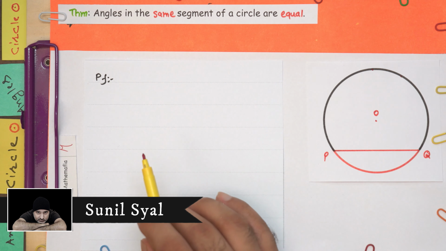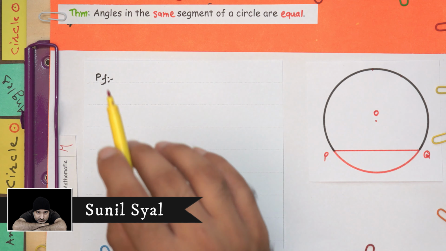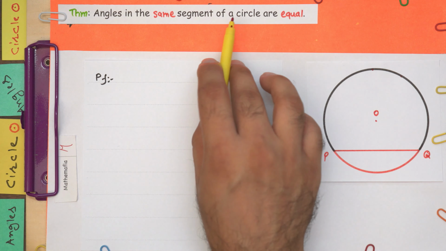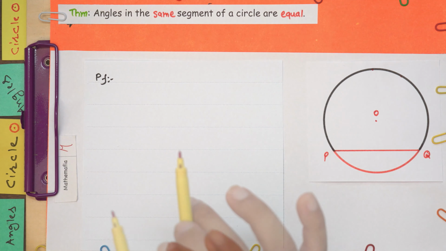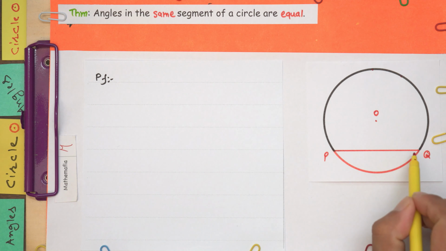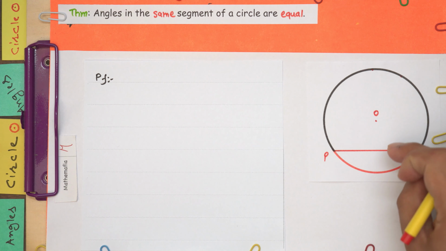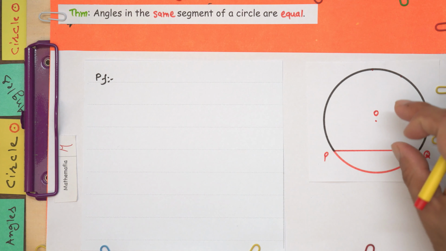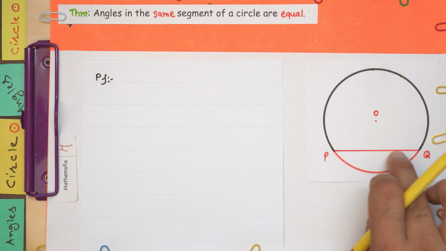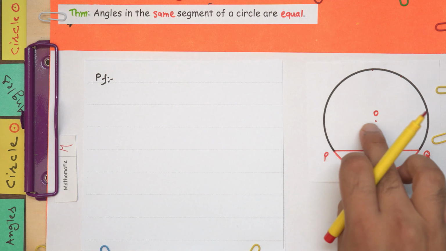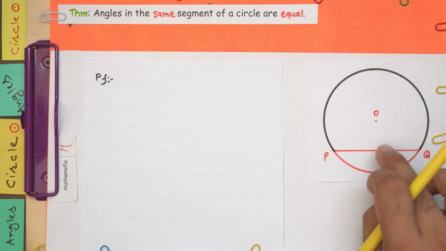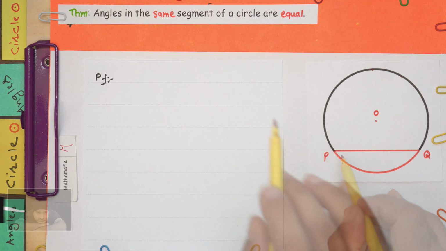In this tutorial, we are going to prove this theorem which says angles in the same segment of a circle are equal. Okay, let's first understand what a segment means. Any chord drawn on the circle divides it into two parts which are called segments. Now, if this chord does not pass through the center, then we will have a minor segment, which is the smaller one, and a major segment, which is the bigger one.